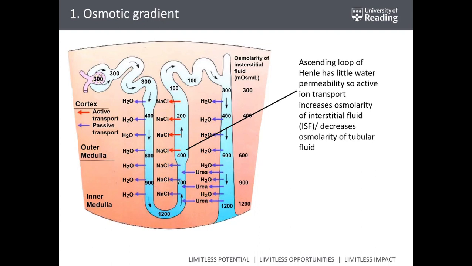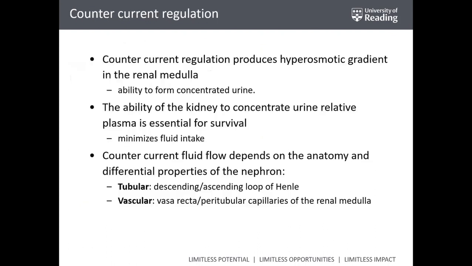So step number one, the osmotic gradient. The ascending loop of Henle doesn't have much water permeability, but it has active ion transport. So the active ion transport increases the osmolarity of the interstitial fluid, while it decreases the osmolarity of the tubular fluid. Easy peasy, okay? But then we have the countercurrent regulation.